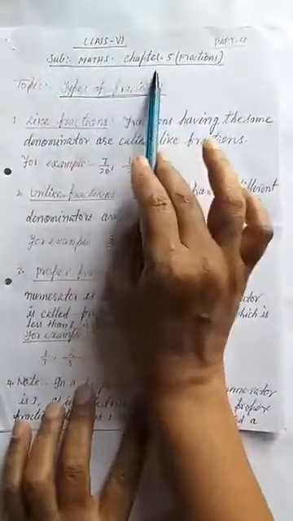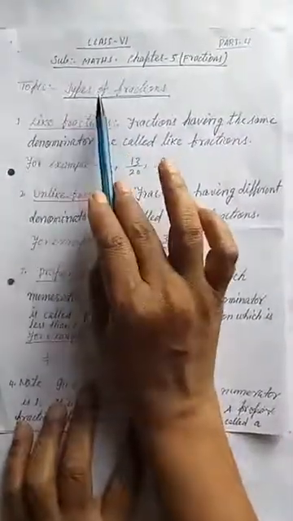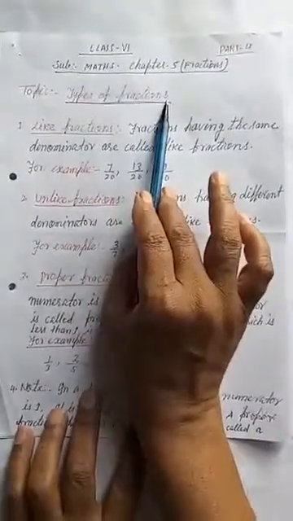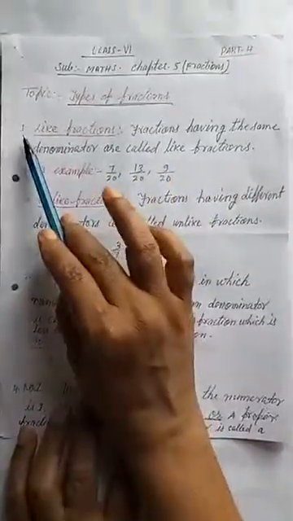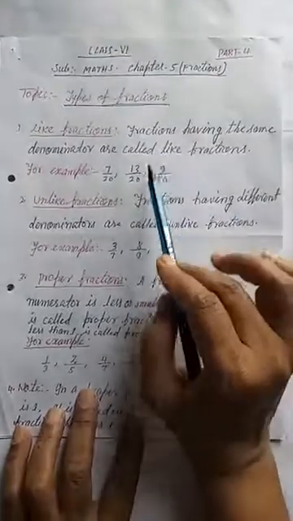Class 6, subject math, chapter 5, fractions. Topic is types of fraction. Okay students, you already know about fractions from the earlier classes. So, types of fraction. The first fraction is like fraction. First of all, I am reading and then I will explain.